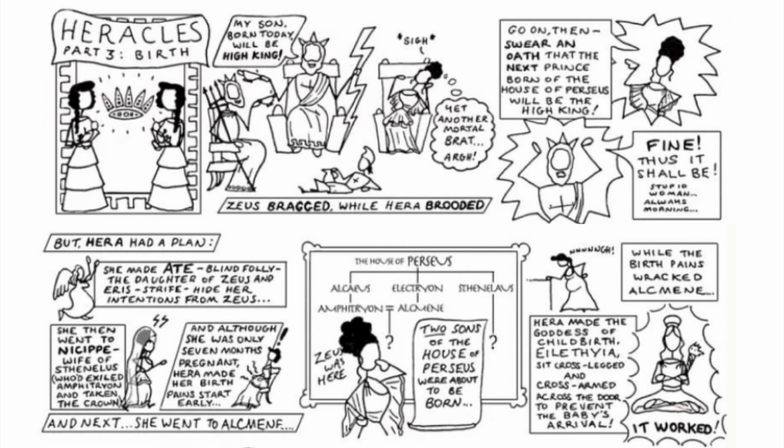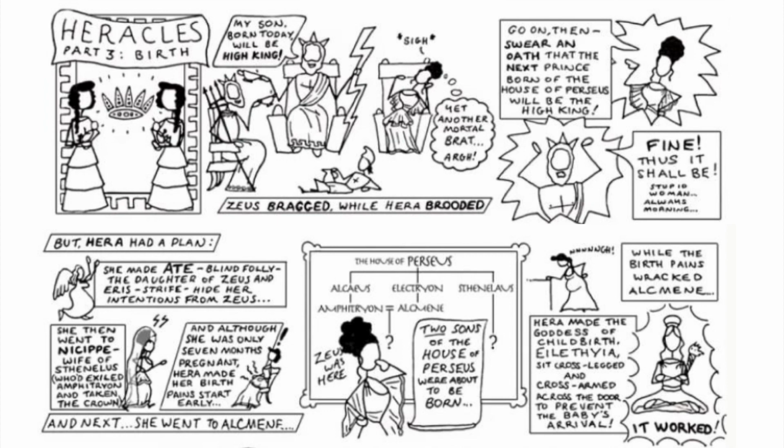And although Nicippe was only 7 months pregnant, Hera made her birth pains come early. So poor old Nicippe goes into premature labour. Next, Hera goes to Alcmene. She's been looking at the family tree of the house of Perseus and seen that it's not only this particular child, the child of Alcmene, that's better to be born, but Nicippe's child too. So while Alcmene has actually gone into labour, Hera, who, despite the fact that she is married to a man who she seems to barely ever sleep with, she's actually goddess of marriage and she's goddess of childbirth.